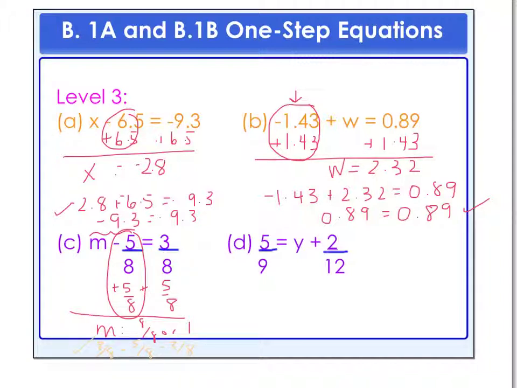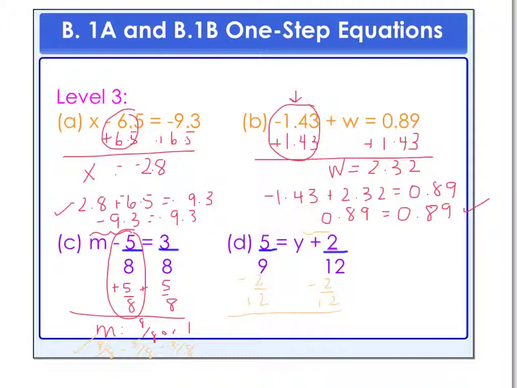Letter D is not as simple because the fractions that we have don't have common denominators, but we're going to do it just the same as we would any other type of problem. We've got 2/12 connected to our y, so to undo that, we've got to subtract them.